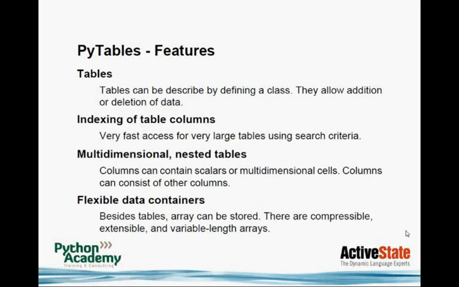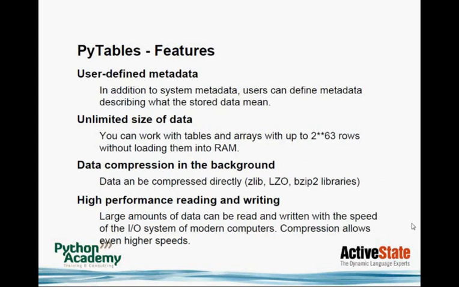So you have natural naming. Then you use tables. You can define tables very similar to a table in a relational database. On those tables, you can add and delete data on the fly. You can index table columns. You can use multi-dimensional nested tables. That's very nice. If you need a table inside a table, that's pretty easy. You can define it, and one element in this table can be another table. That can be pretty useful. And you have very flexible data containers, tables, arrays, and a lot of things can be compressed. Also arrays are variable length, so you can change the size.